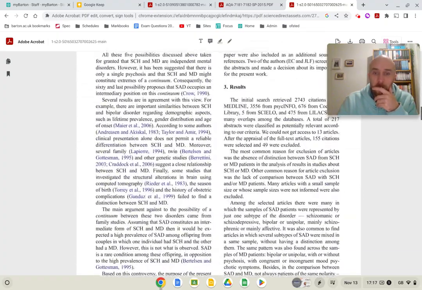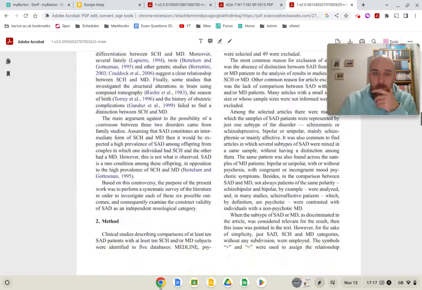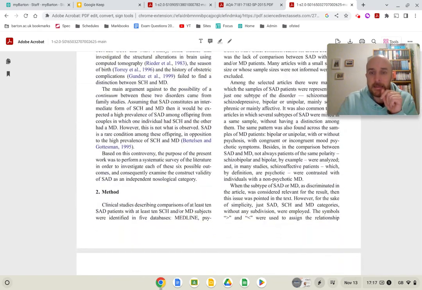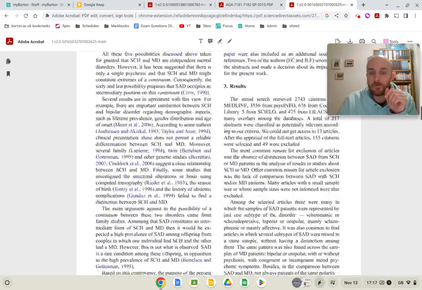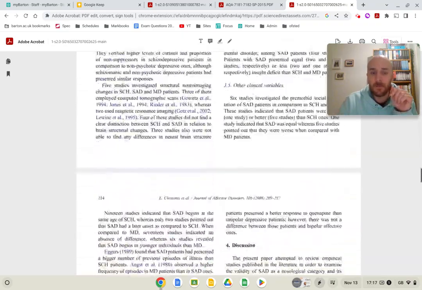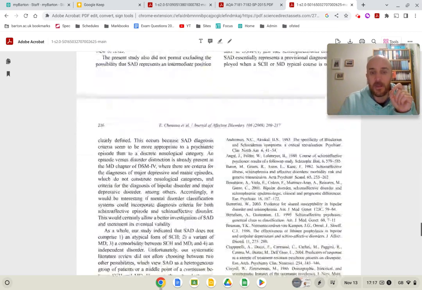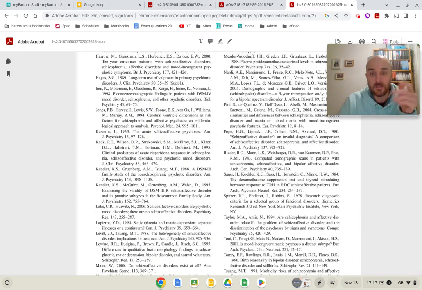If I scroll down, you've got the results. This one doesn't have a method. Oh, very, very naughty. There it is. There's a method. Sneaky. You've got the method, quite short, the results. And then finally, you're going to have the discussion somewhere. There you go. Discussion. And then it will lead to, at the end, referencing, which it does here.